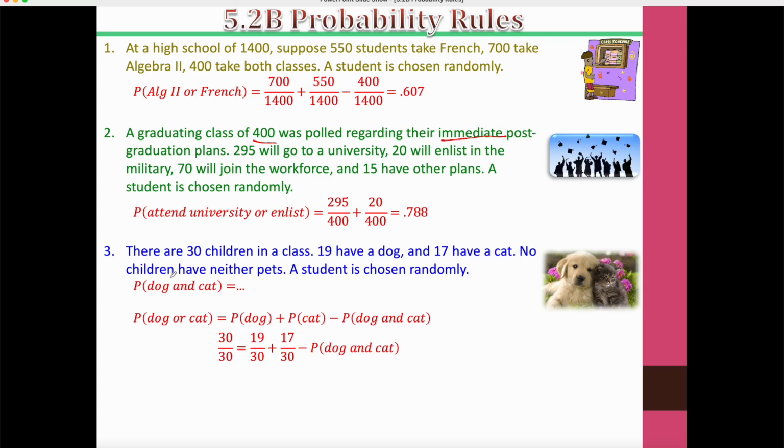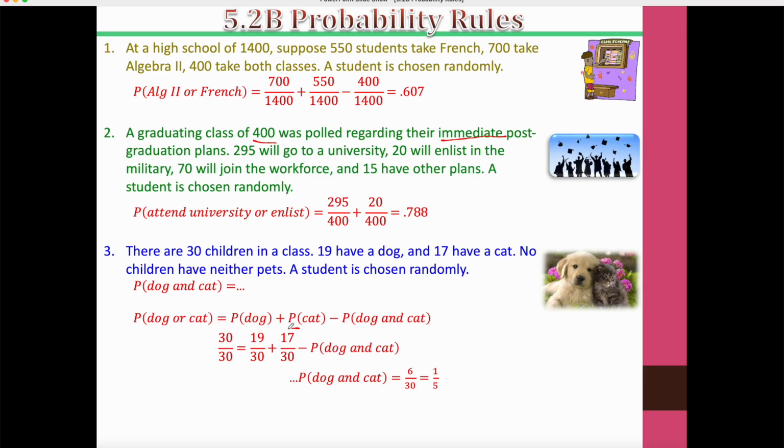No children have neither pet, which means that all 30 out of 30 are accounted for as being dog or cat owners. So we know that 19 own a dog, 17 own a cat, and we don't know the overlap, but we know it exists because it has to. Why does it have to exist?